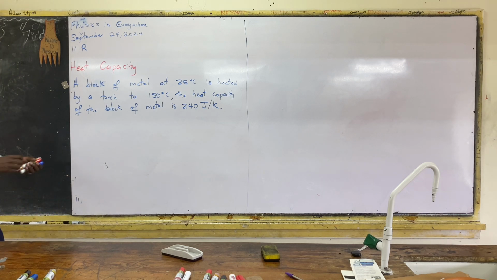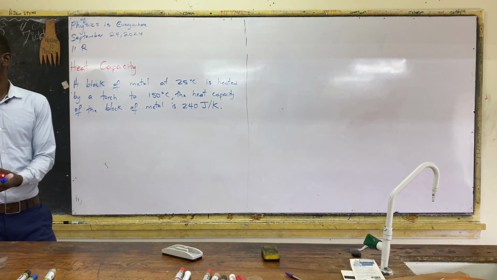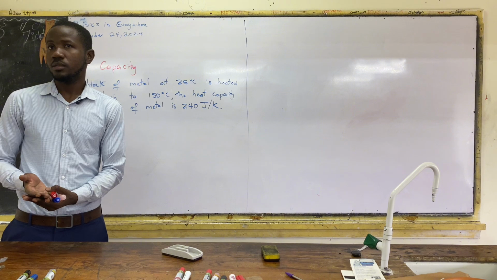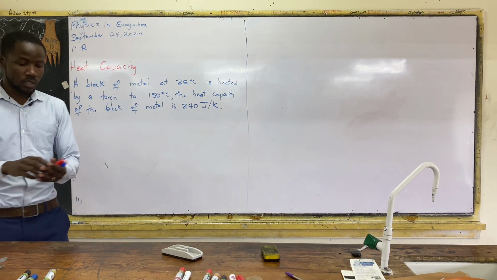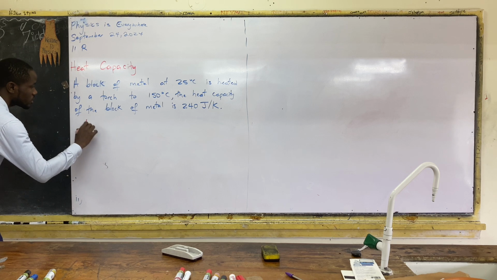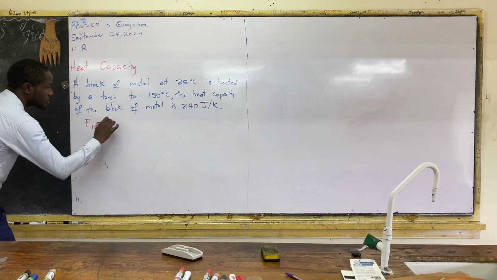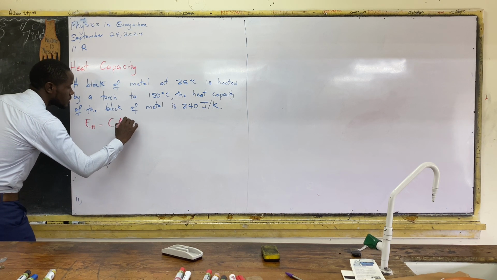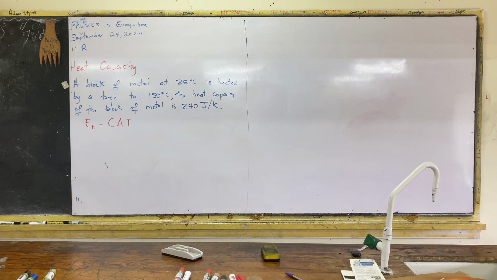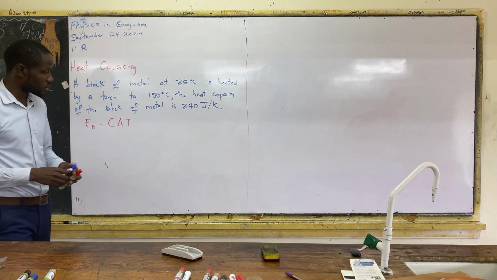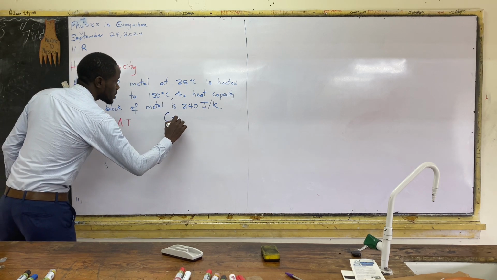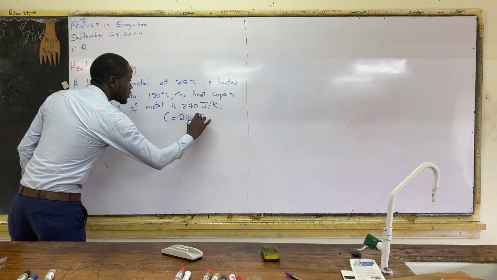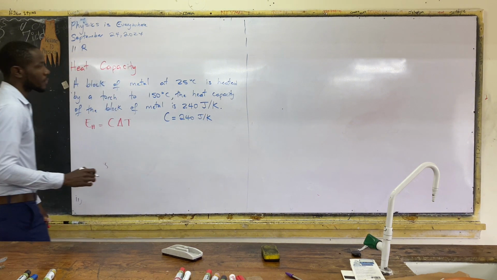All right. So, example. In this case now, we can remember the EH is equal to what? Cat? Yes. EH is equal to C delta T. The heat energy, EH, is equal to C delta T, where C is the heat capacity and delta T is the change in temperature. So, we're given that C is equal to 240 joule per Kelvin.